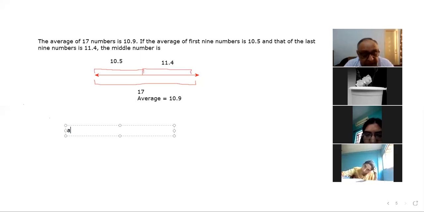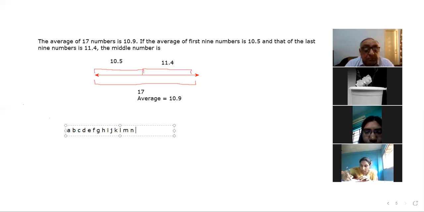Let's suppose the 17 numbers are A, B, C, D, E, F, G, H, I, J, K, L, M, N, O, P, Q. These are the 17 numbers.